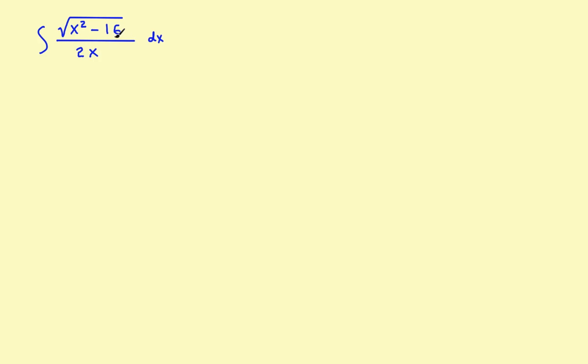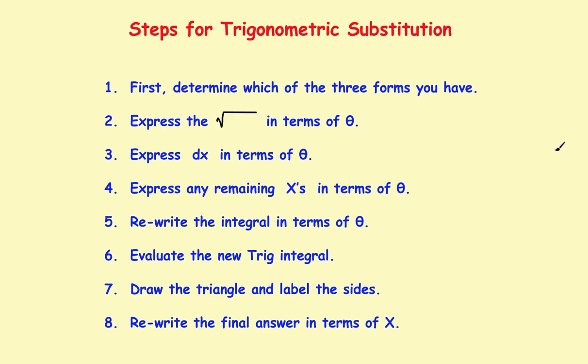The problem looks a little different. Each one has a little different variation in it. So you've got the square root of x squared minus 16 divided by 2x, and you want to find that antiderivative. Now again, let's take a quick look at the steps, just to remind you. We'll go through the same ones that we've used before. And those steps look like this.